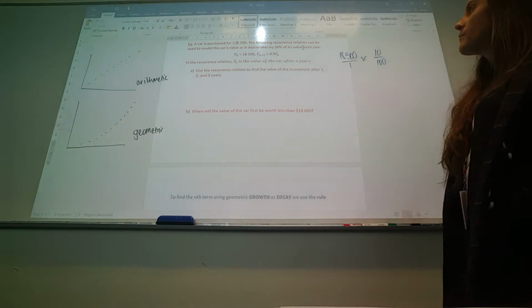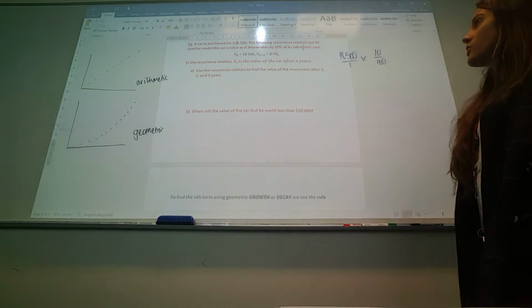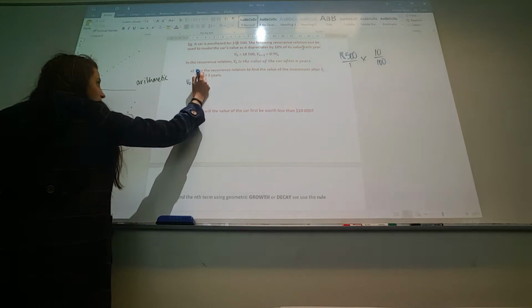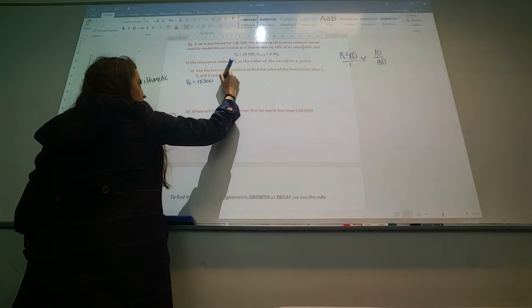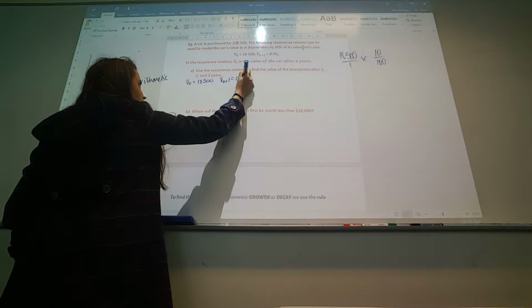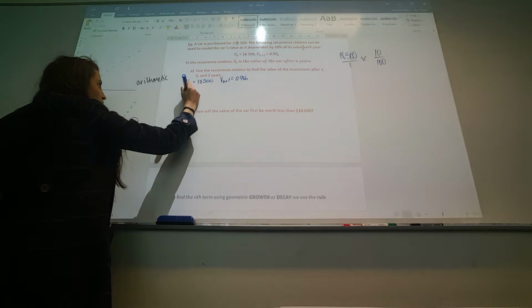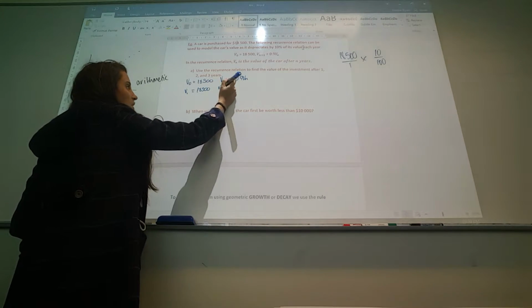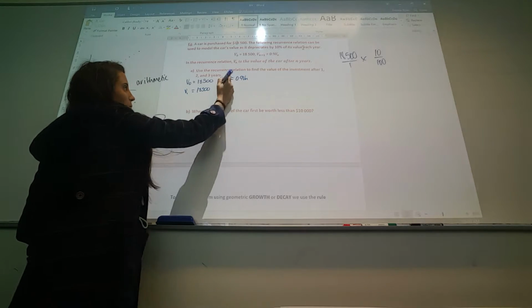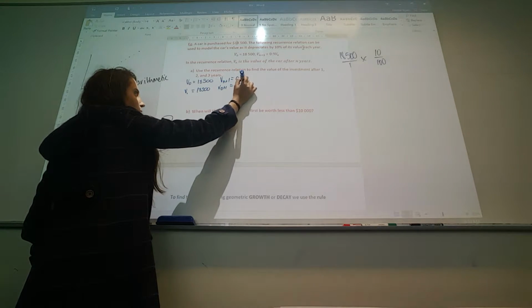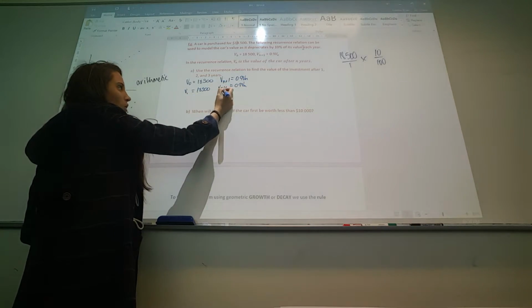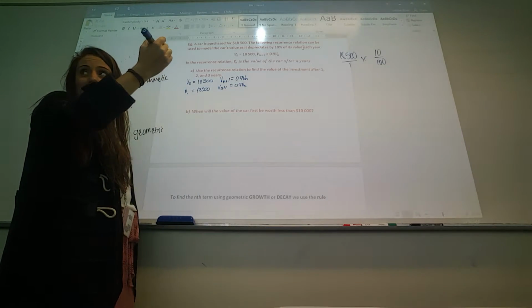Okay, so use the recurrence relation to find the value of the investment after 1, 2, and 3 years. So you know our V0 is 18,500. And that's just our formula. So to find after the first year, what am I going to sub into my n's? You need to write this part out. You need to show where you're getting your numbers from.